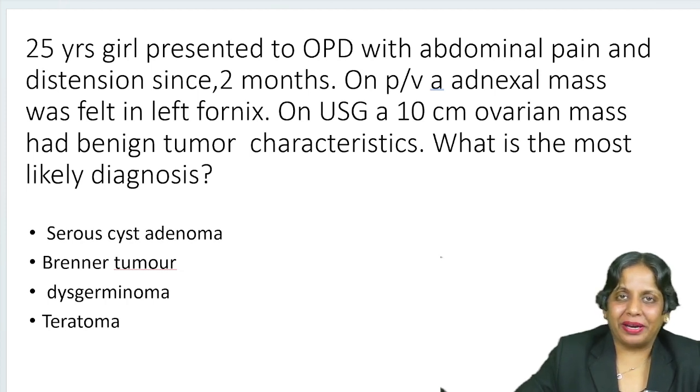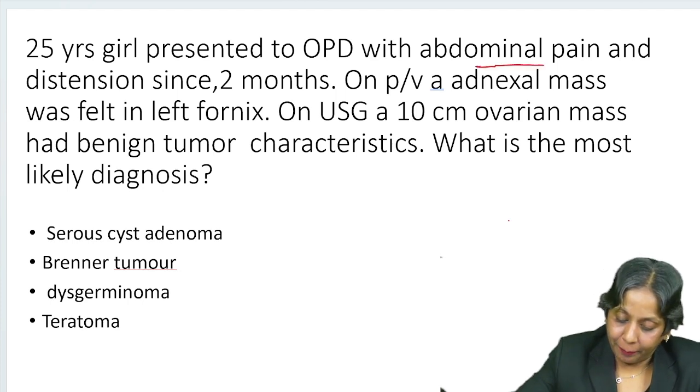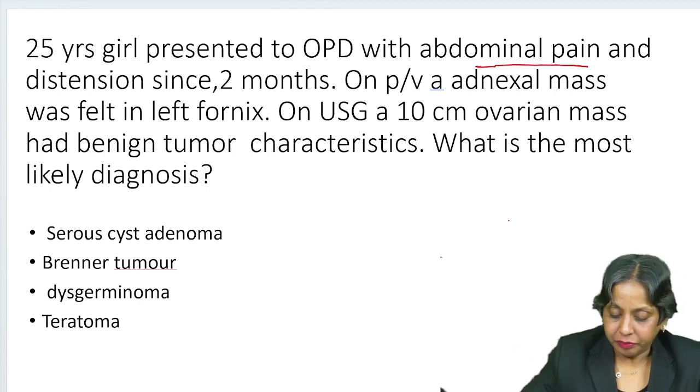Let's take a PYQ topic. A 25-year-old girl presented to the OPD with abdominal pain and distension. On PV, an adnexal mass was felt in the left fornix. On ultrasound, a 10 centimeter ovarian mass had benign tumor characteristics. Now they are asking us what is the most likely diagnosis.